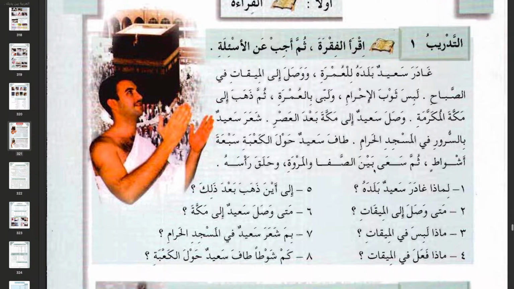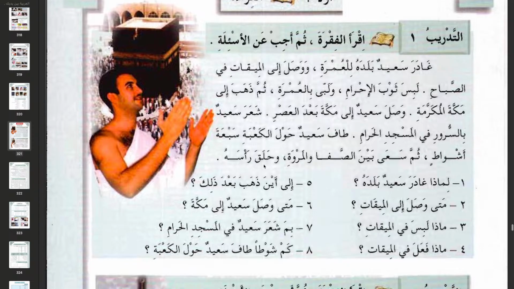ثم سعى بين الصفا والمروة. Then he did sa'i, the running, between الصفا and Marwa. وحلق رأسه, and he shaved his head. Clear? If you memorize this passage, it's going to help with maintaining 2 things. You retain the vocabulary along with the expression.